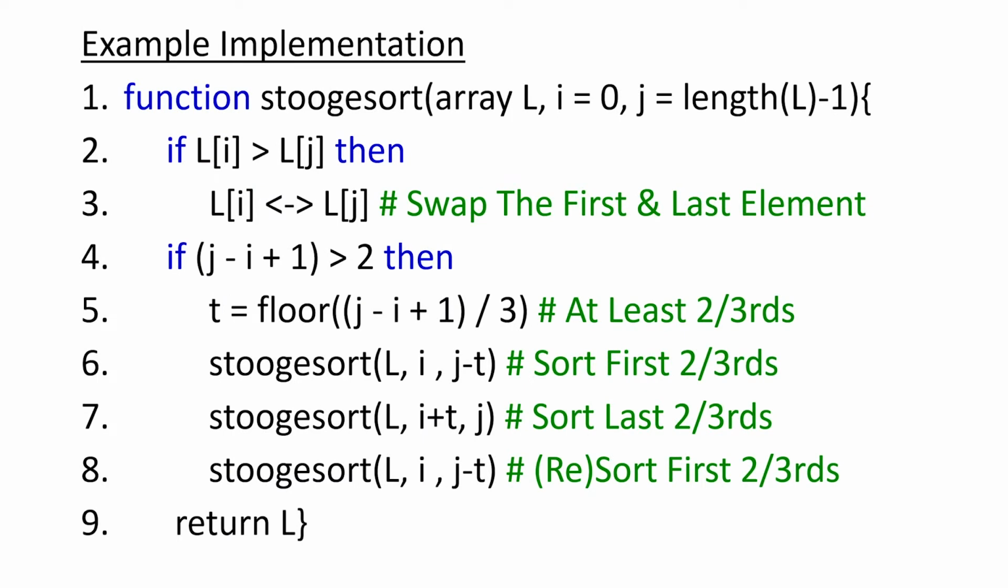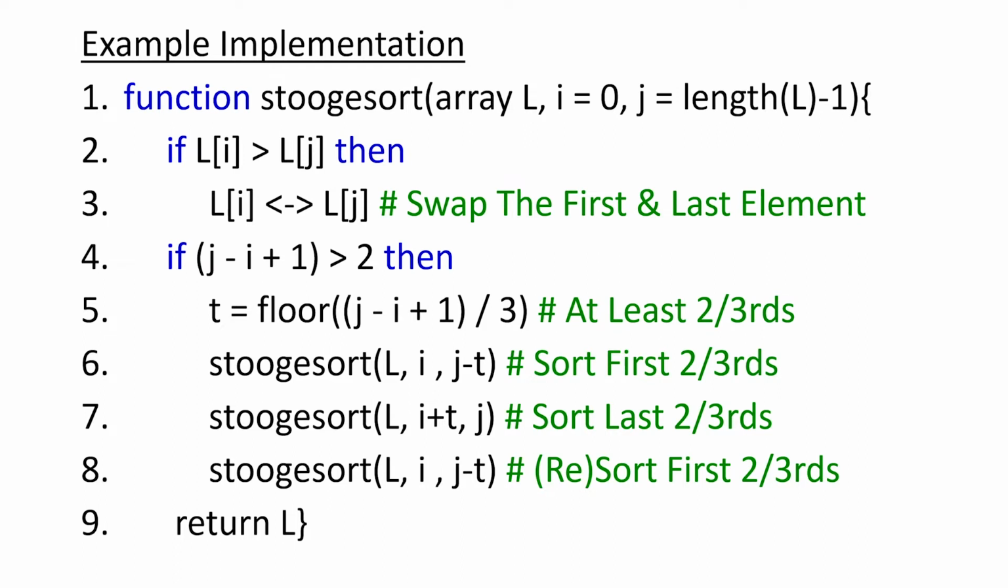Here's a pseudocode example implementation of Stooge sort. So we have our function Stooge sort, which has three parameters, our array L, our initial index position, which is I equals 0, and our final index position, which is the length of the array L minus 1. So our first if statement checks if the value in the initial index position is greater than the value in the final index position, and if it is, then swap the values in those two index positions.